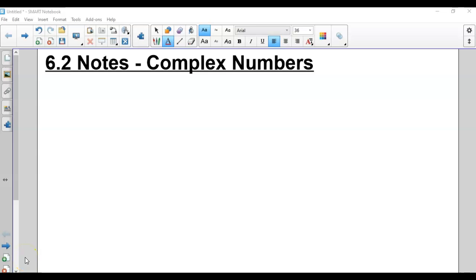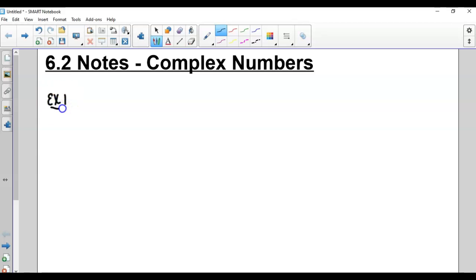In this section, we are going to look at 6-2 notes, which is complex numbers. Before we get into complex numbers, let's just review a little bit about simplifying radicals. To simplify a radical, you might have something like the square root of 50. And you might be asked to simplify that.